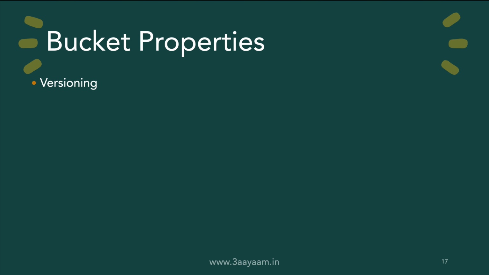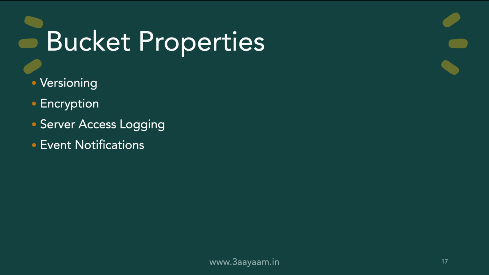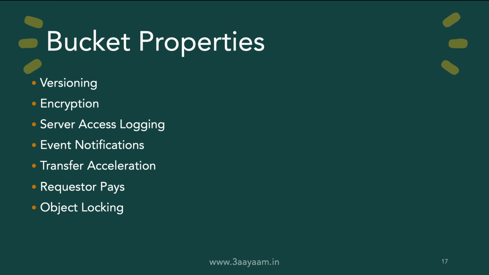When I say bucket properties, these are the things that I'm going to talk about. I'll discuss versioning, then encryption, server access logging in bucket, then how do we get a notification if something happens in the bucket, like uploading objects, deleting objects, etc. Then transfer acceleration, requester pays, and finally object locking.